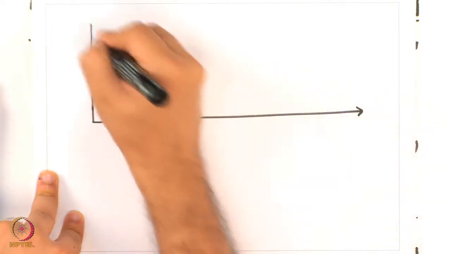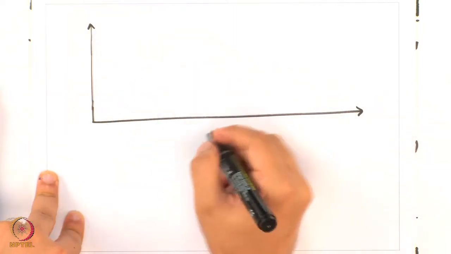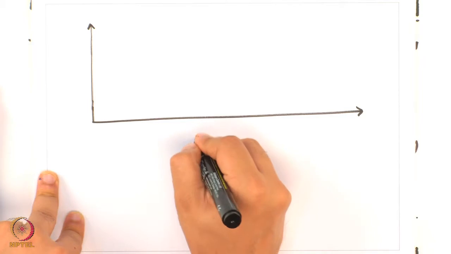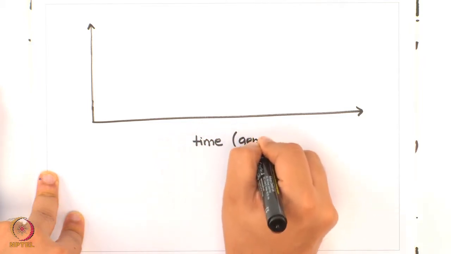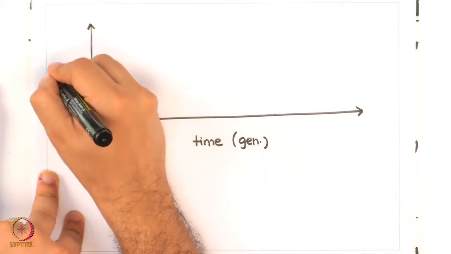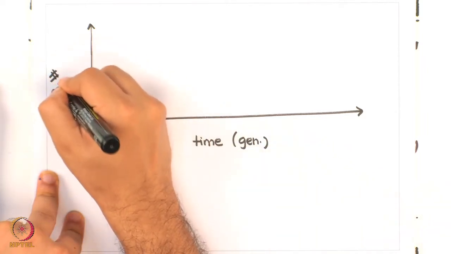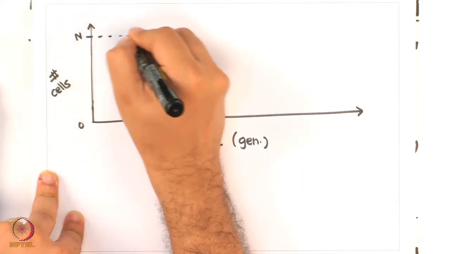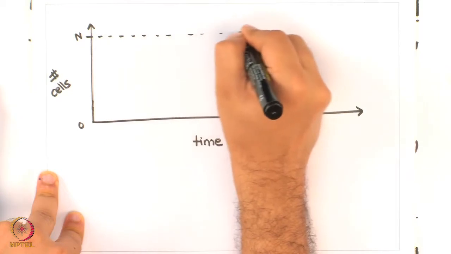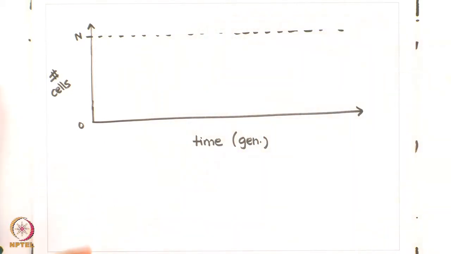So, we will go to the first representation that we did, where the x axis represented time in generations and the y axis represents number of cells from 0 to n. So, the first thing that I want to imagine is how would evolution happen in this chemostat type of a setting where I am doing my evolutionary experiment.